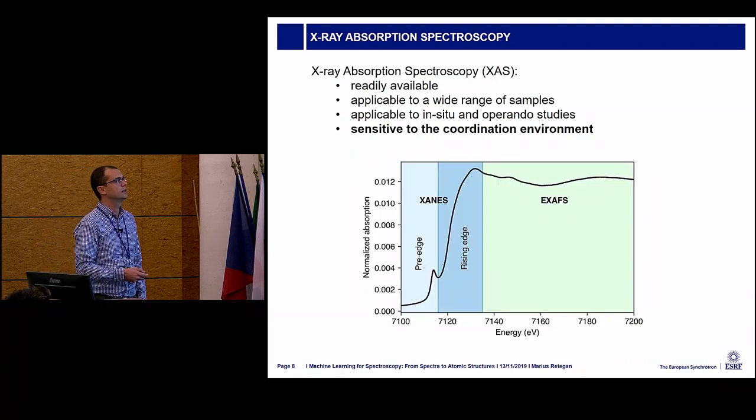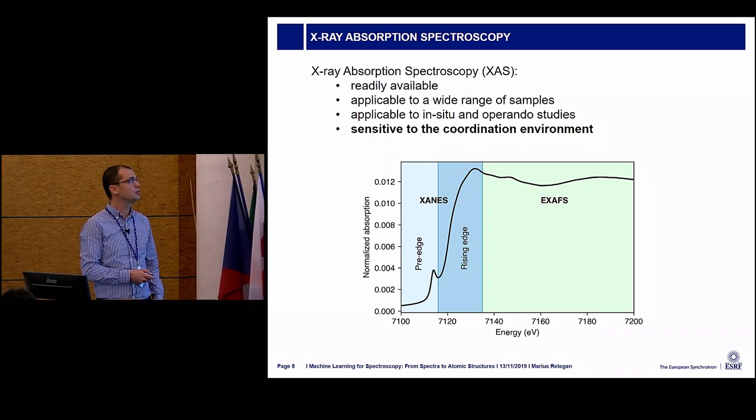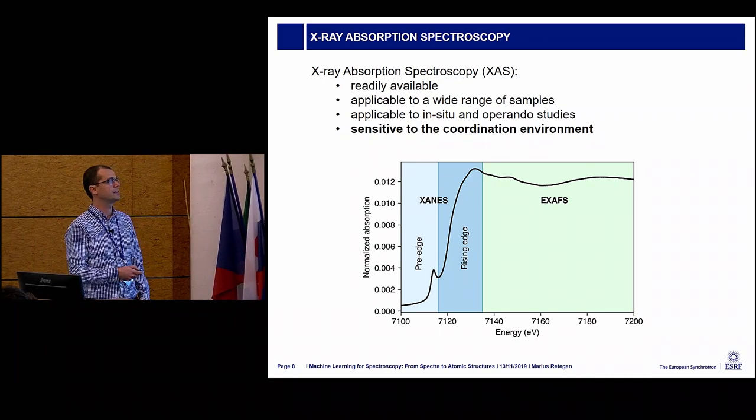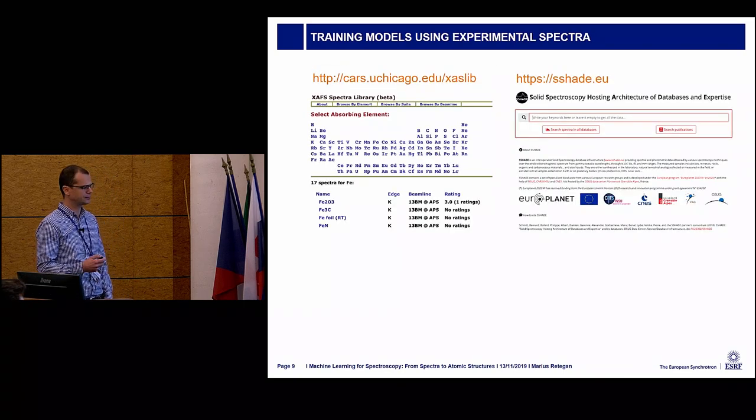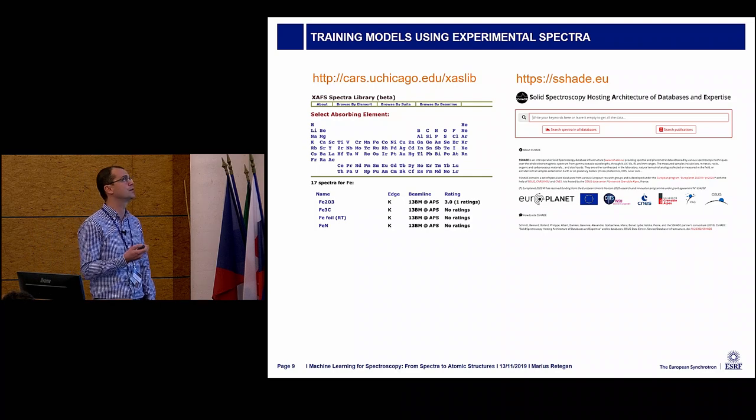This is a typical X-ray absorption spectrum for an iron compound. You saw a little bit of this yesterday, with different regions corresponding to different types of excitations that you can measure. Now, the way to interpret such spectra is to measure sample materials and, after the measurement, compare your unknown sample with reference compounds. So it would be interesting to have something like machine learning techniques to do this extraction of structural information directly from the spectrum.